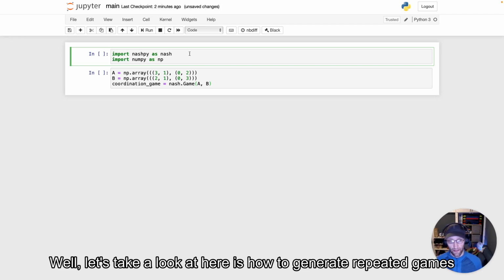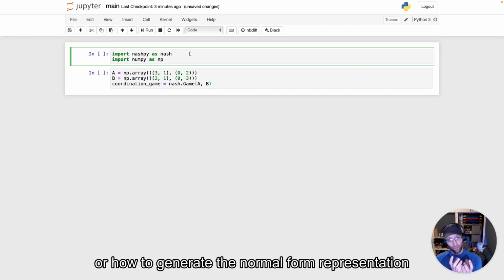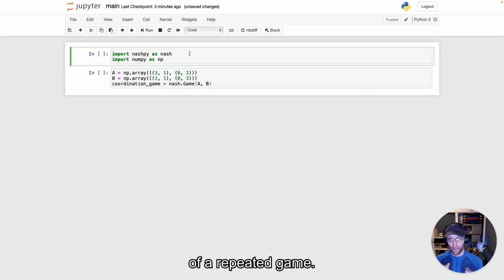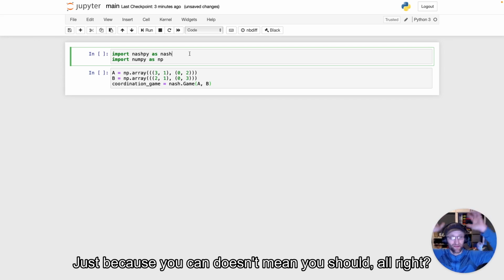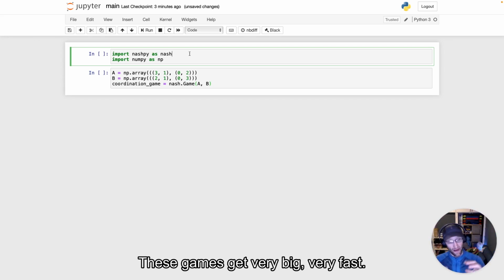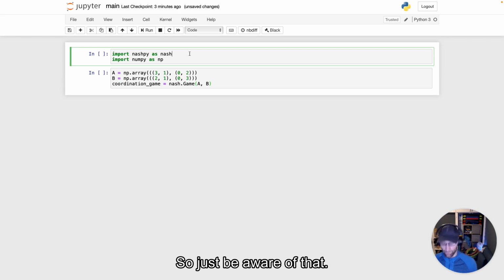What we're going to take a look at here is how to generate repeated games, or how to generate the normal form representation of a repeated game. A huge disclaimer: just because you can doesn't mean you should, all right? These games get very big very fast, so just be aware of that.